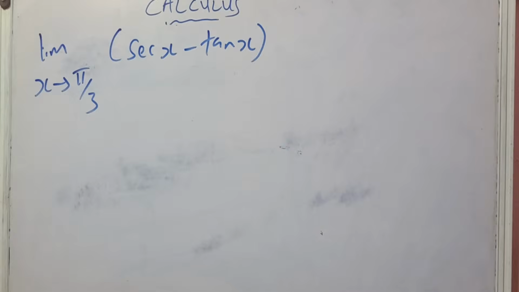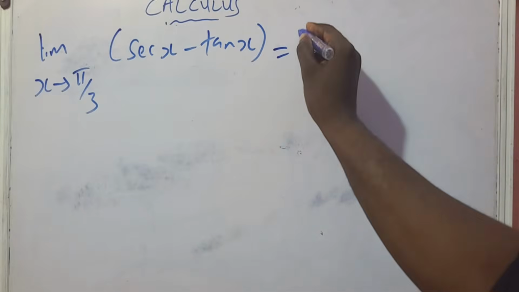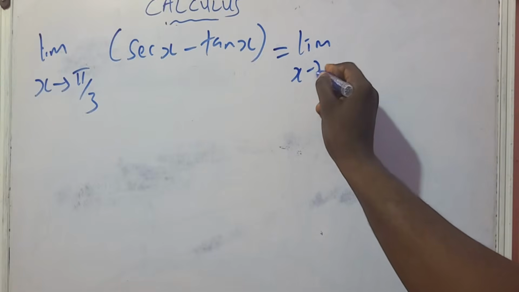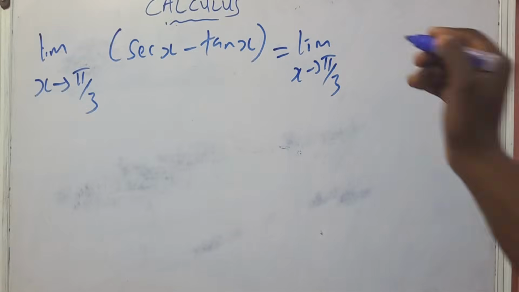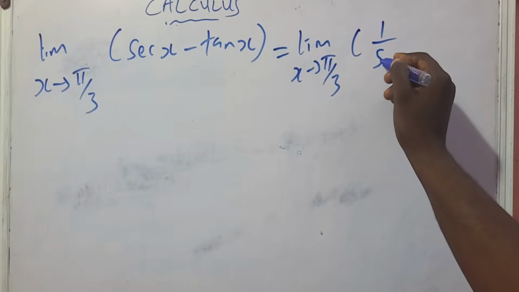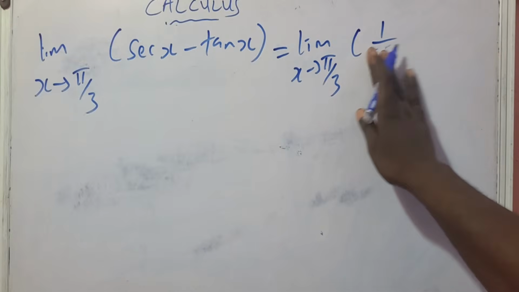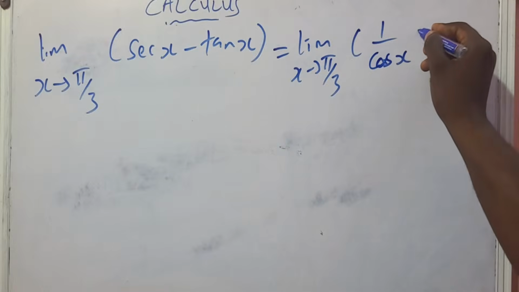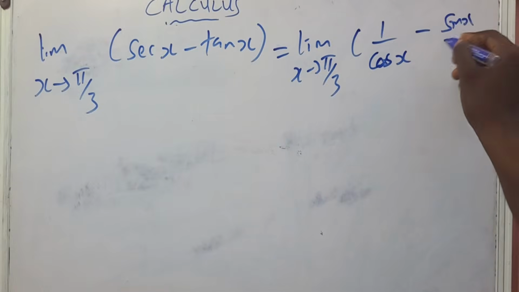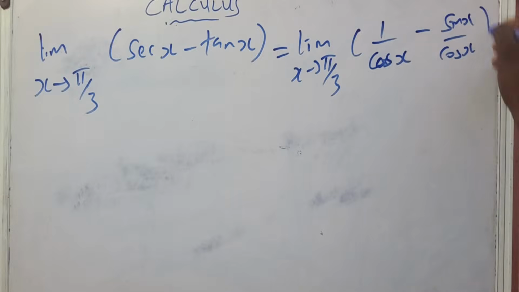So what I will advise is to try and remember your trigonometric functions and try to simplify this a bit further. And how can you simplify this? Sec x is obviously 1 over cos x. So you have 1 over cos x minus sine x over cos x. So we have at least simplified a bit.